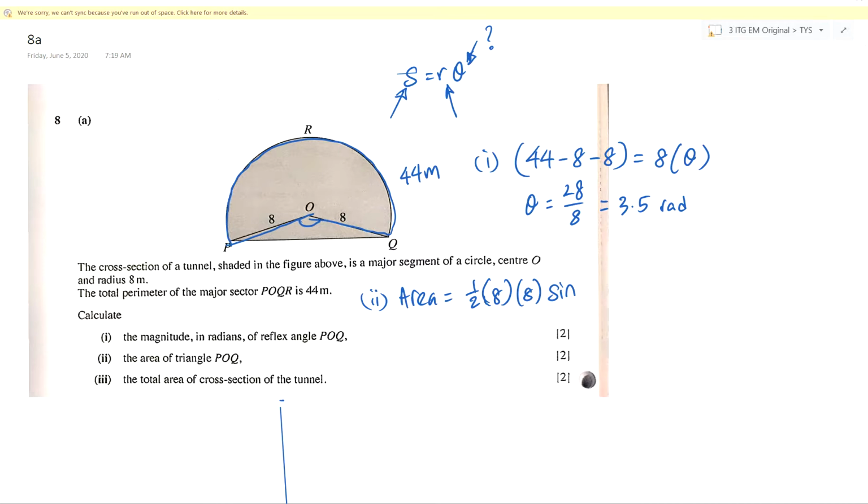Since we already know that theta on this side is 3.5 radians, the angle C for the triangle is 1 complete revolution. 1 complete cycle gives us 2 pi. 2 pi minus 3.5 will be the angle in the triangle. We are working with radians over here. Make sure your calculator is in the radian mode. So after our calculation, we get a value rounded off to 11.2 square meters.